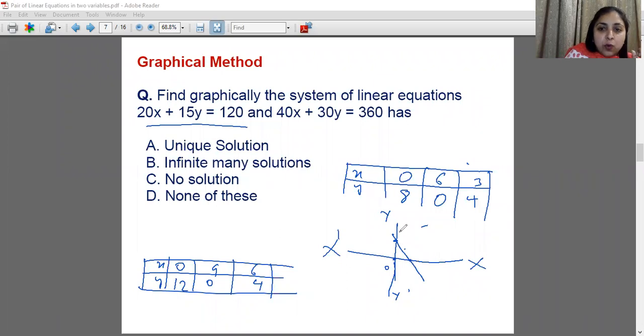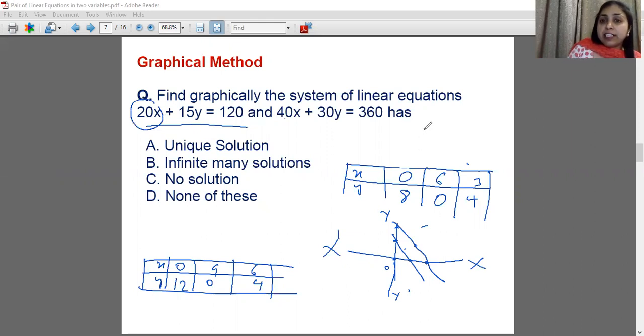Now, if x is 0, y is 12, the point will come here. If x is 9 and y is 0, the point will be here. And if x is 6, y is 4. So you can easily see that the lines are parallel to each other. That you can easily find.